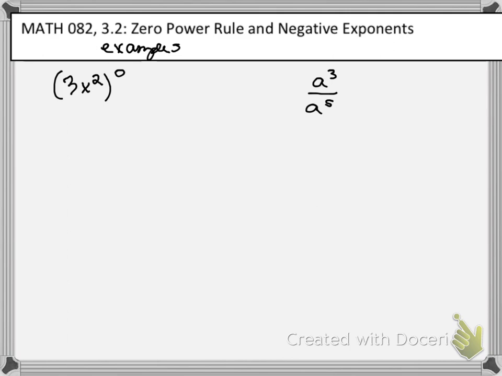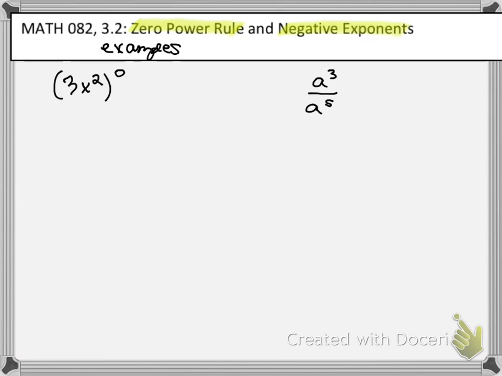Okay, so the first thing to understand or to note here is that all of the previous rules that we learned, which are the product rule, the quotient rule, and the power rule, all still apply. The only new pieces of information we're adding are this zero power rule, in other words, what happens when I raise something to the power of zero, and how to proceed when we have negative exponents. Okay, we're not changing or violating any of the rules we learned in the previous section.